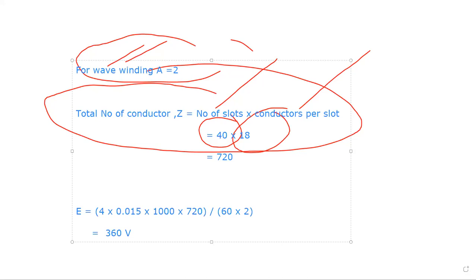So can you calculate the EMF? Your EMF is going to be 360. Clear, guys? Guys, clear? Yes, sir.